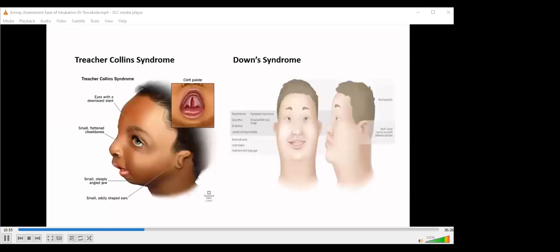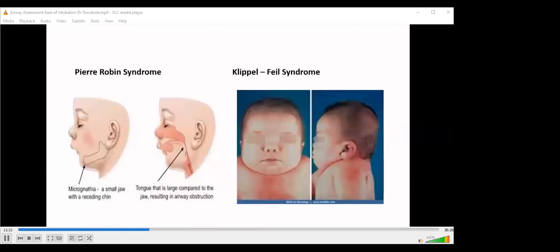I have pictures of a few of these congenital anomalies. In Treacher Collins, we can see the obviously receded chin. In Down syndrome, they have abnormally large tongues and atlantoaxial instability. In Pierre Robin, they also have a receded chin and a large tongue. Klippel-Feil syndrome has this distinguishing feature of abnormal fusion of two or more of the cervical vertebrae. This causes them to have a short neck and a decreased range of motion in the head and neck area.